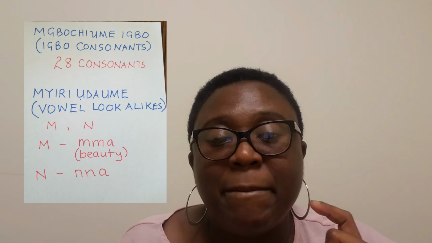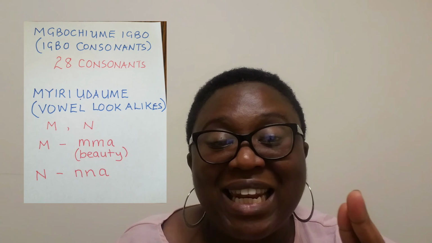Of the 28, 2 of them act as vowels sometimes, and they are called ųdaume. Yiri ôdaume means vowel look-alike, and the 2 of those consonants that look like or act as vowels are me and ne.